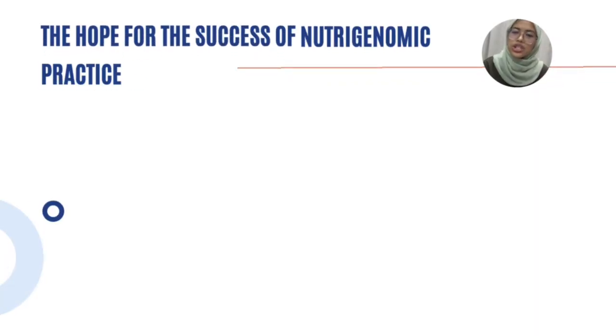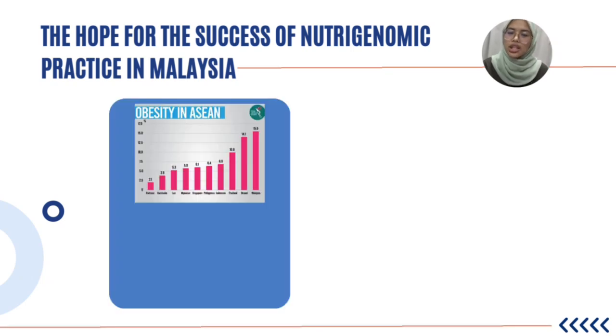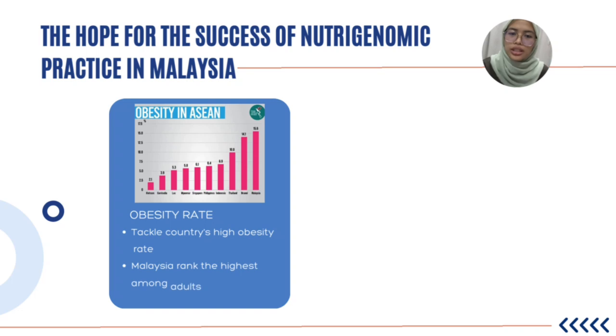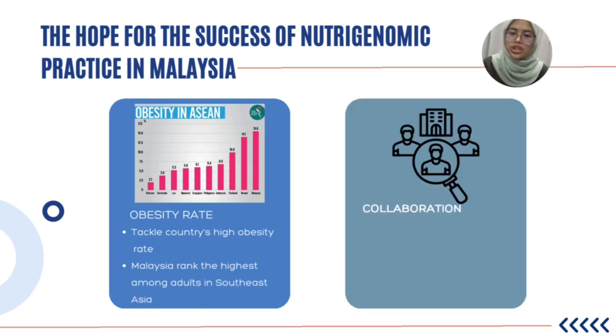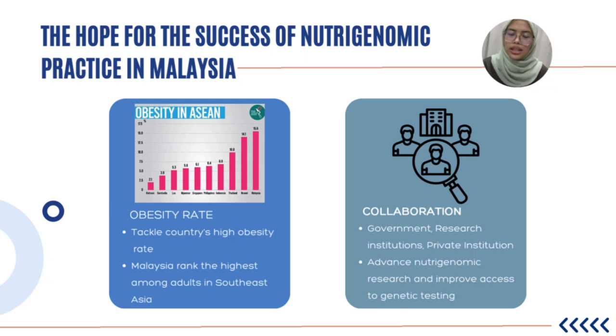The success of nutrigenomics in Malaysia offers hope for tackling the country's high obesity rate, currently the highest among adults in Southeast Asia. Raising awareness, training healthcare professionals, promoting personalized nutrition, and fostering collaboration among government, research, and the private sector are the key steps toward integrating nutrigenomics into healthcare and reducing obesity and diet-related disease.